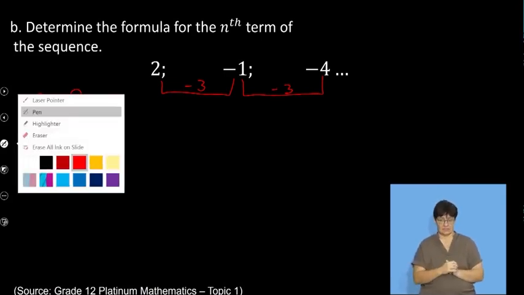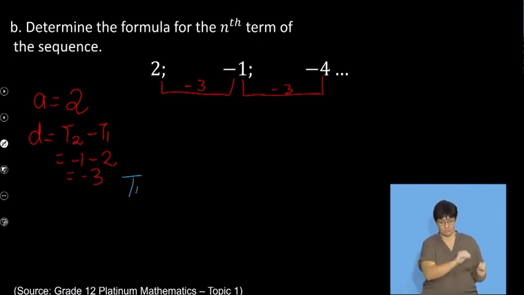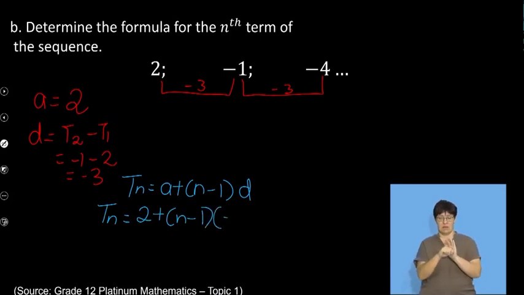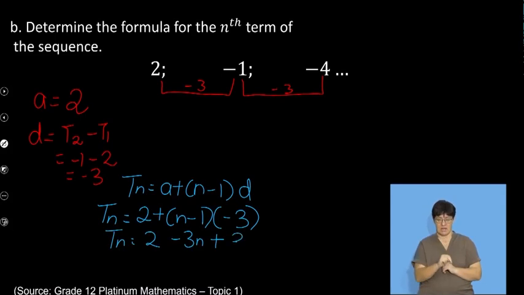I'm now going to substitute those values into Tn is equal to a plus (n minus 1)d, as this will help me find the general form of the sequence. So Tn will be equal to 2 plus (n minus 1) times -3. If I multiply that out, I'm going to have 2 minus 3n plus 3. So Tn will be equal to 5 minus 3n.